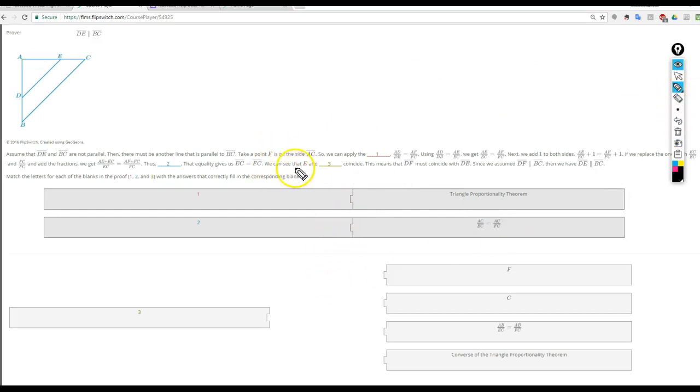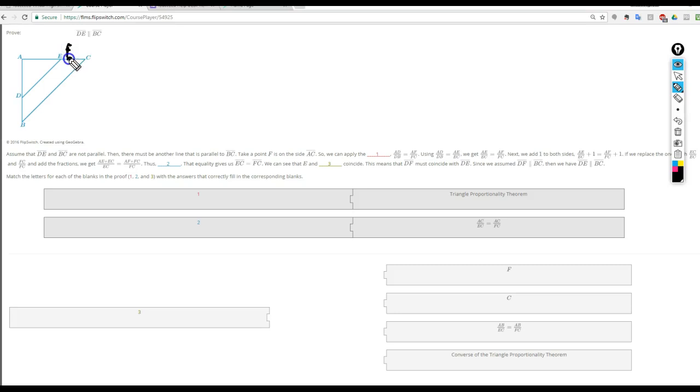And we can see that E and F coincide. That means that segment DF must coincide with segment DE. Since we assumed that segment DF is parallel to segment BC, then we have segment DE is parallel to segment BC. So we had right here, coincide means it has to be in the same place.